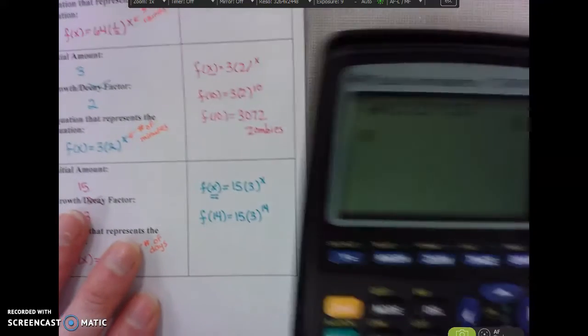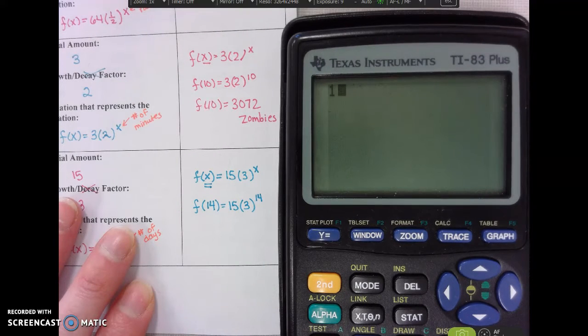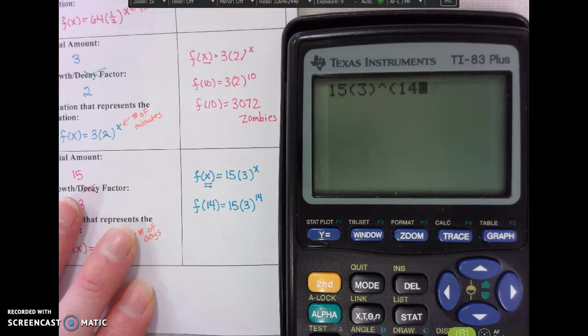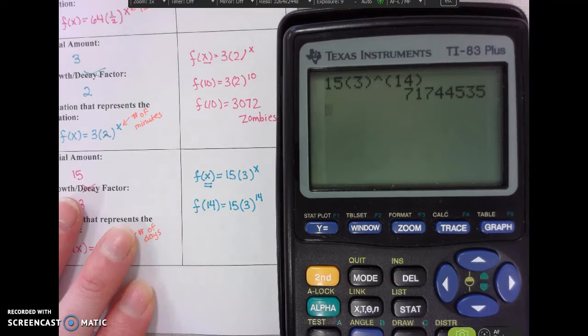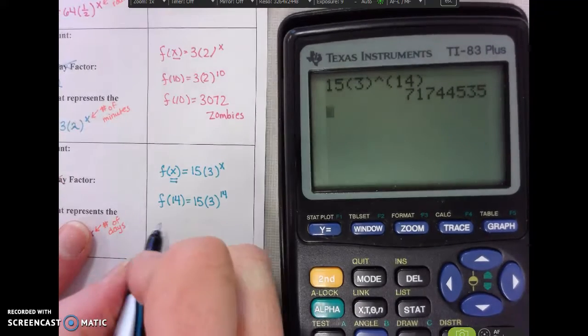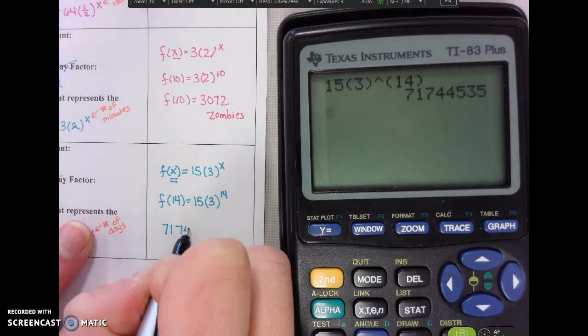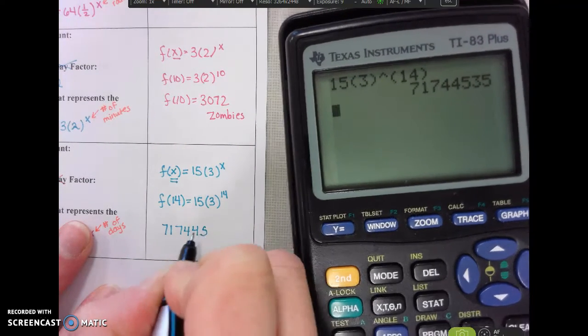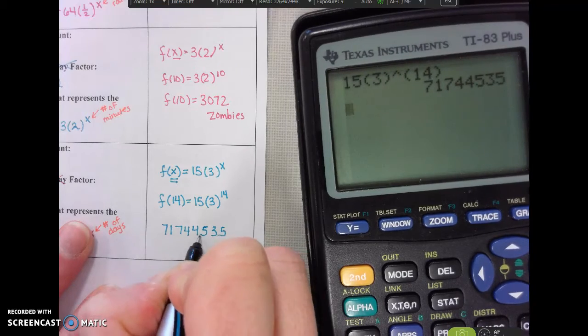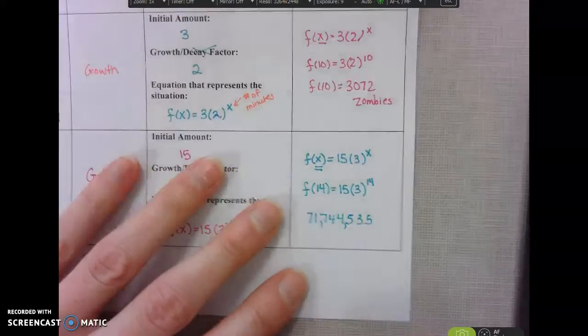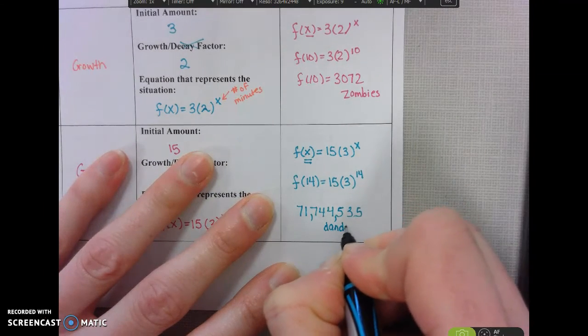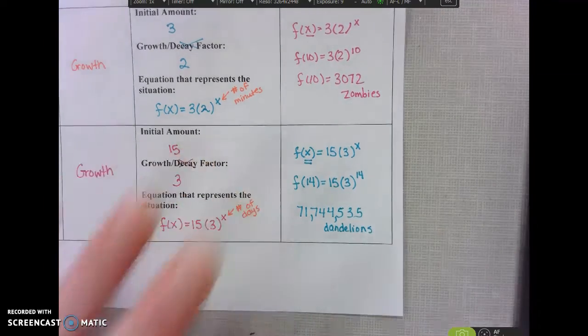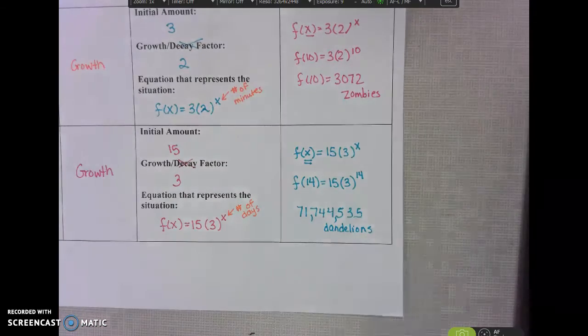I'll use the older calculator version on this one. So 15 times 3 raised to the power of 14, keeping my parentheses around my exponent. And wow, I don't even have grass anymore. I just have dandelions. 717,444,535. That's 717 million dandelions. I'm glad they really do not reproduce that way, or else I really would not have a yard.